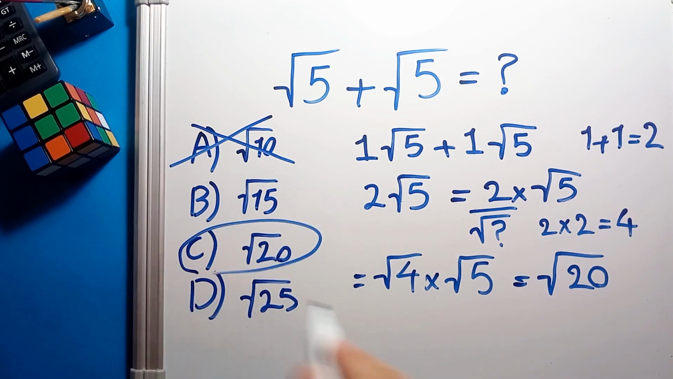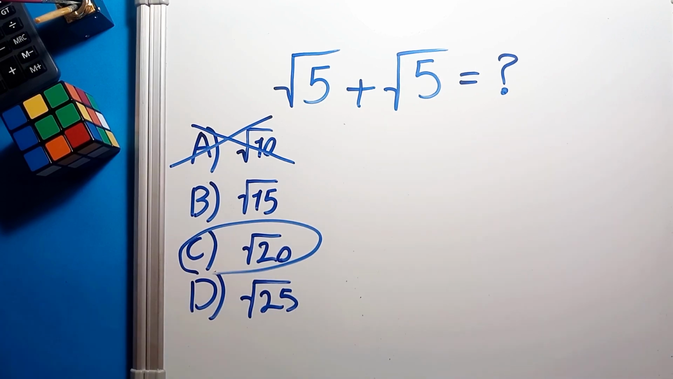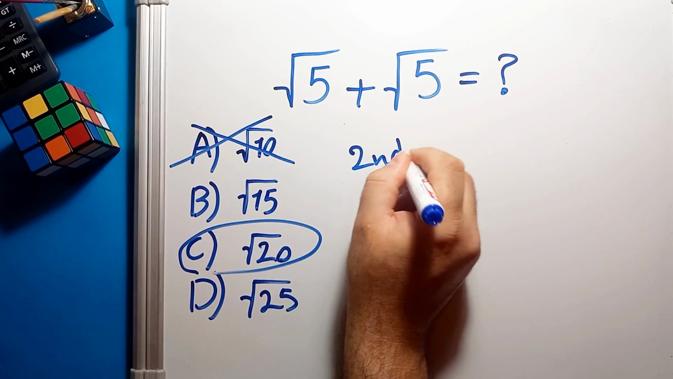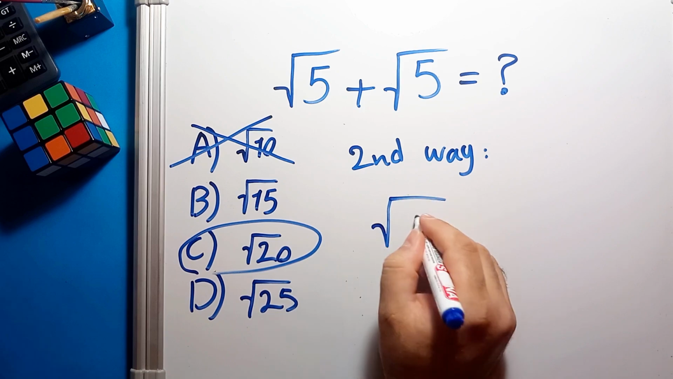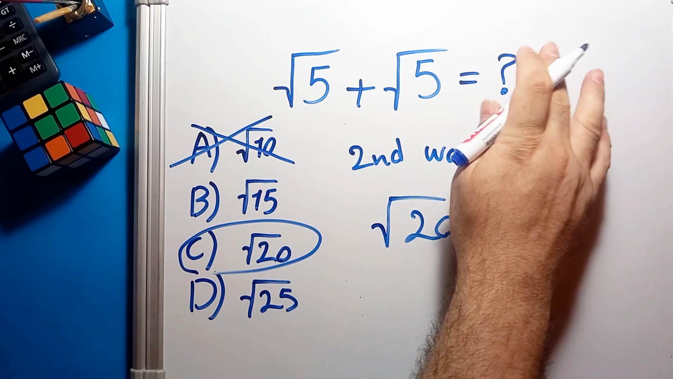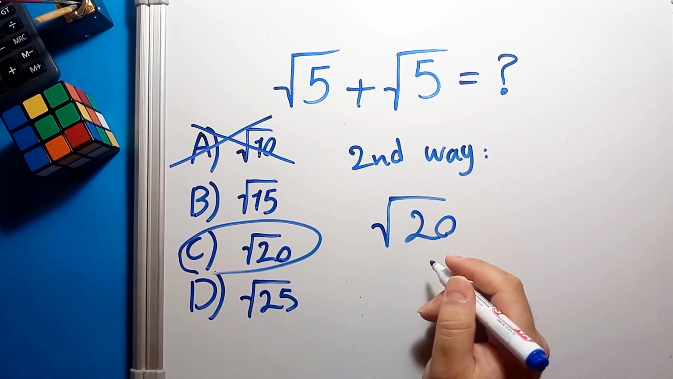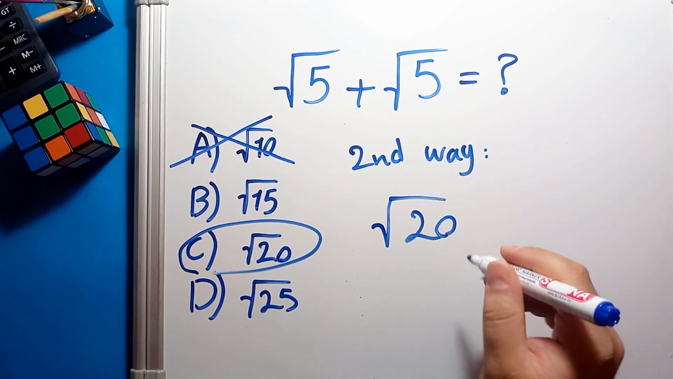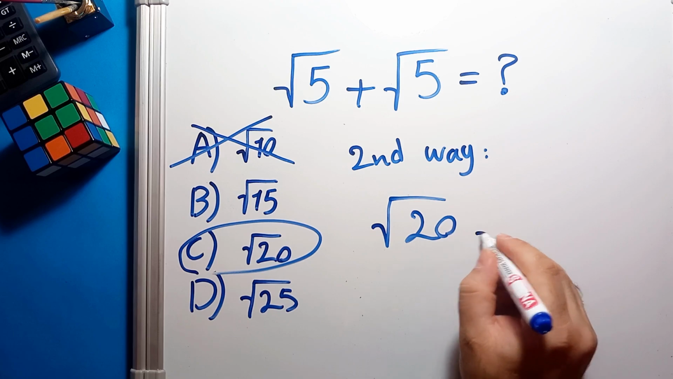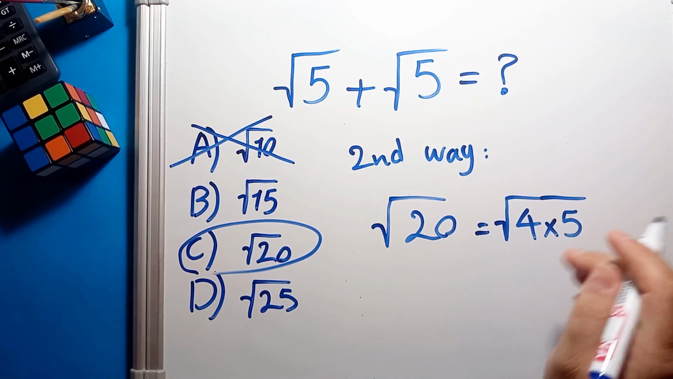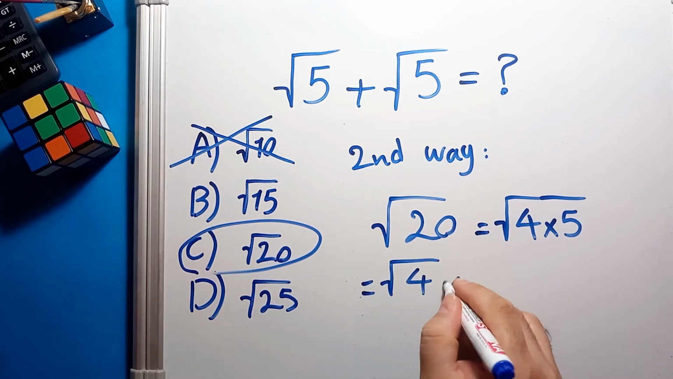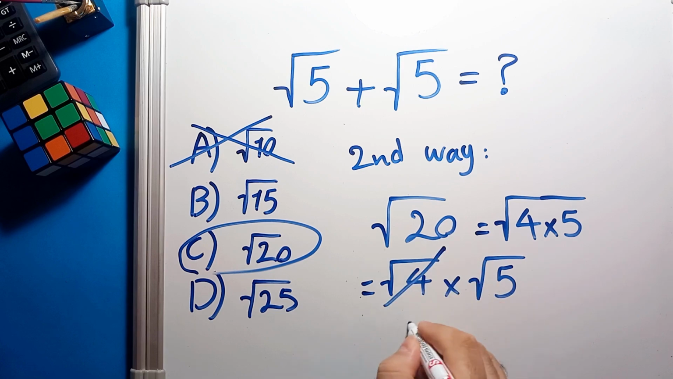And there's your answer. But wait, there's another way to think about this. We could actually go backward from the options. Take square root 20 and break it down. I've explained this in another video about roots. You can check that out too. So, square root 20 equals square root of 4 times 5, which equals square root 4 times square root 5, which equals 2 square root 5.